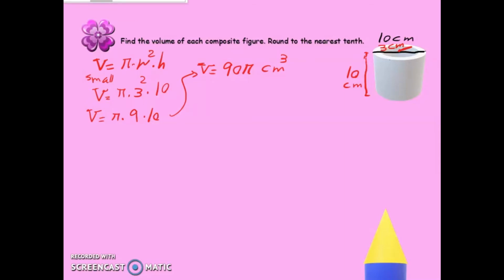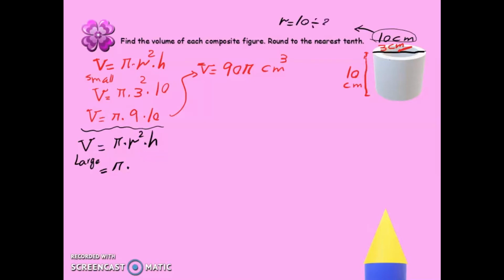Now I'm going to find the volume of the large cylinder. What's the volume of the large cylinder? Again the formula is the same, pi times r squared times height. So pi is pi, don't change it, carry down, times r. What's the radius of the large cylinder? The diameter is given as 10. To find the radius, I have to divide this 10 by 2. Therefore, the radius is 5.